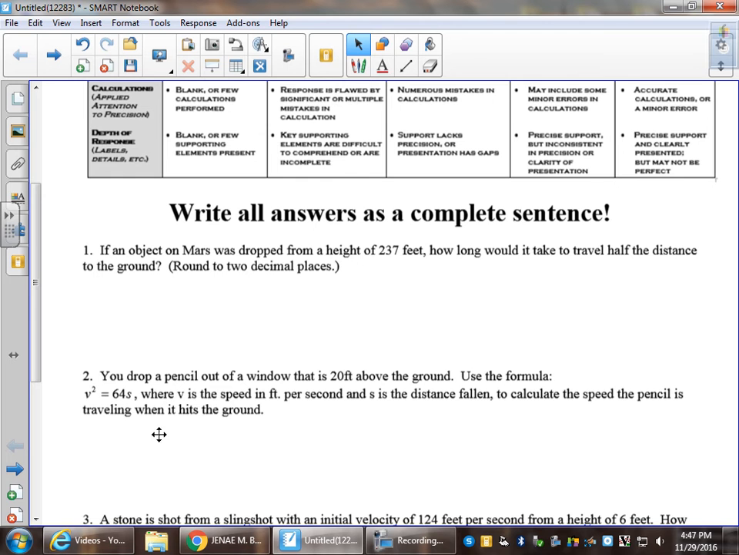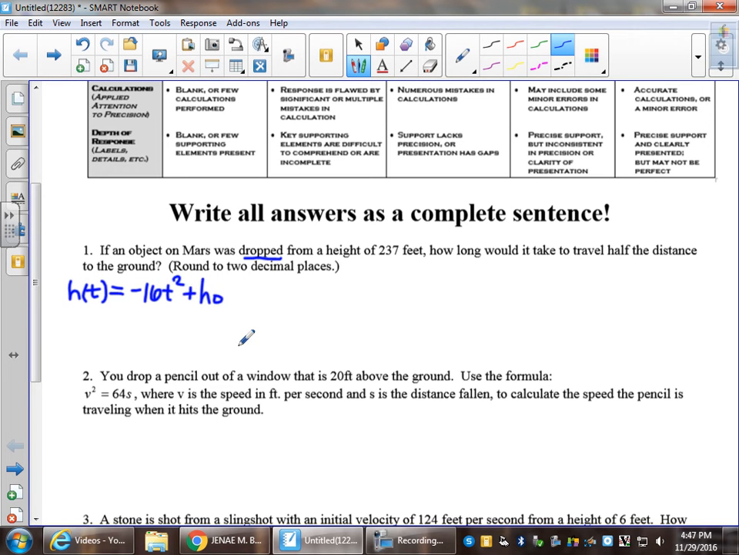Starting with number 1, if an object on Mars was dropped from a height of 237 feet, how long would it take to travel half the distance to the ground, round to 2 decimal places? Well, the key here is that I see this word dropped. As soon as I see the word dropped, I know that I am working with my dropped object or falling object formula. h of t equals negative 16 t squared plus h naught. We use this for falling or dropped objects.